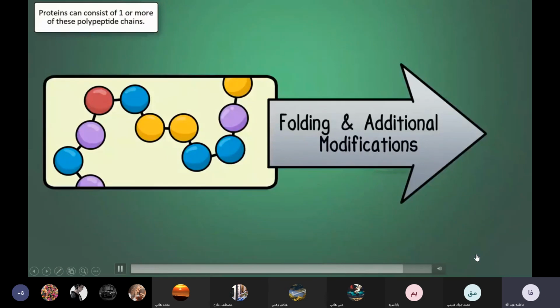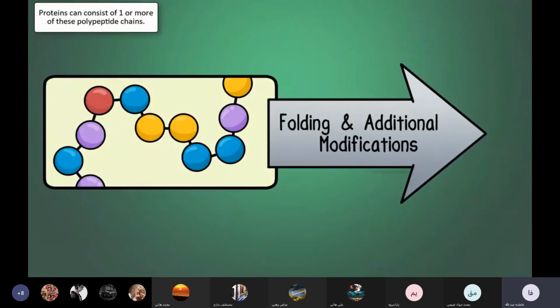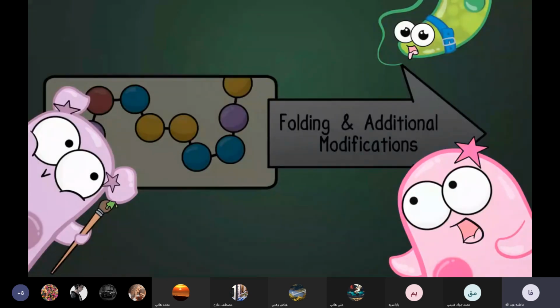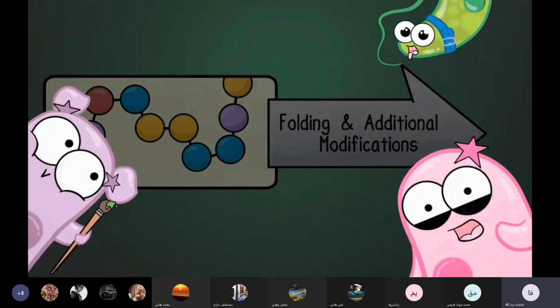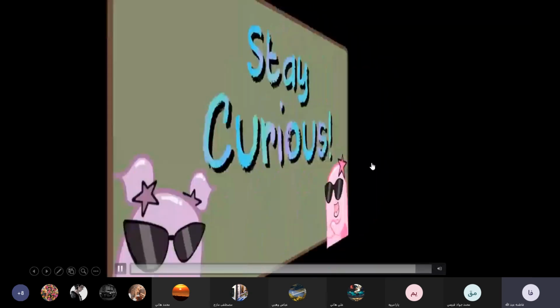Protein folding and modification may occur, and the protein may need to be transported. This can all vary based on the protein structure and function. Another fascinating topic for another Amoeba Sisters video. Well, that's it for the Amoeba Sisters.